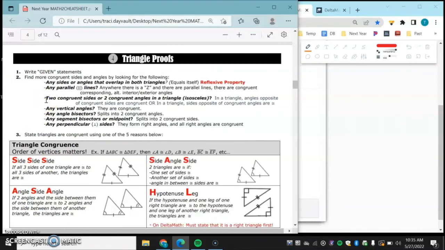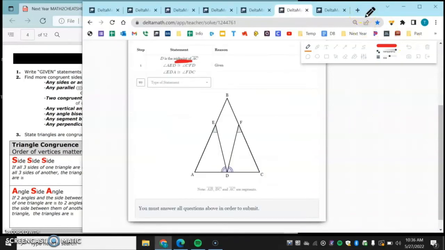And when it says midpoint, I see midpoint right here. The midpoint always splits a segment into 2 congruent segments. So which 2 segments would be congruent? AD and DC. If D is the midpoint of this line, then it splits these 2 into 2 congruent segments. So this is going to be that we have 2 congruent sides now, AD and DC. And the reason is because it said the word midpoint.